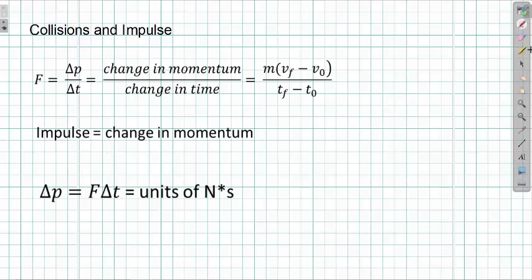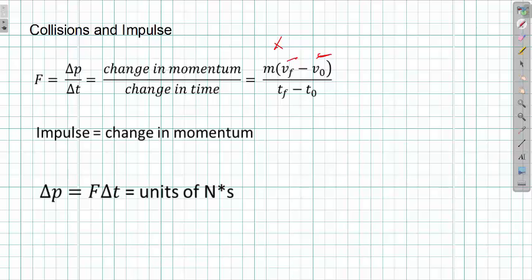So starting with what we talked about last time, force equals the change in momentum divided by the change in time. If we break that down, the change in momentum is a mass times the final velocity minus the initial velocity, all divided by the change in time, which is the final time minus the initial time.